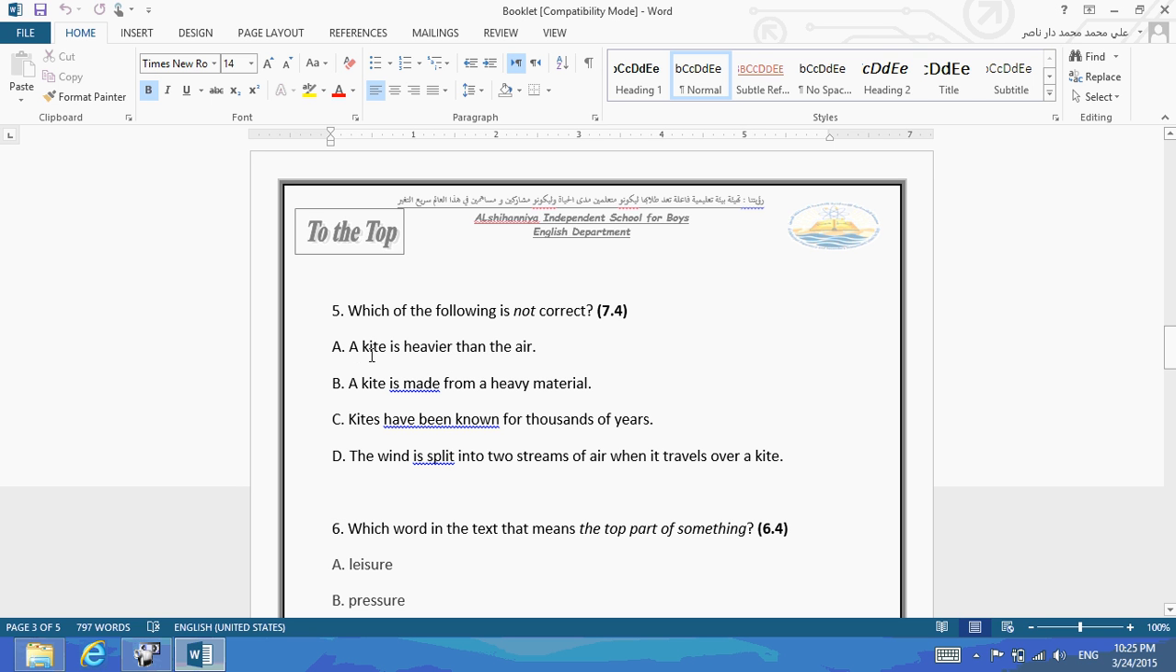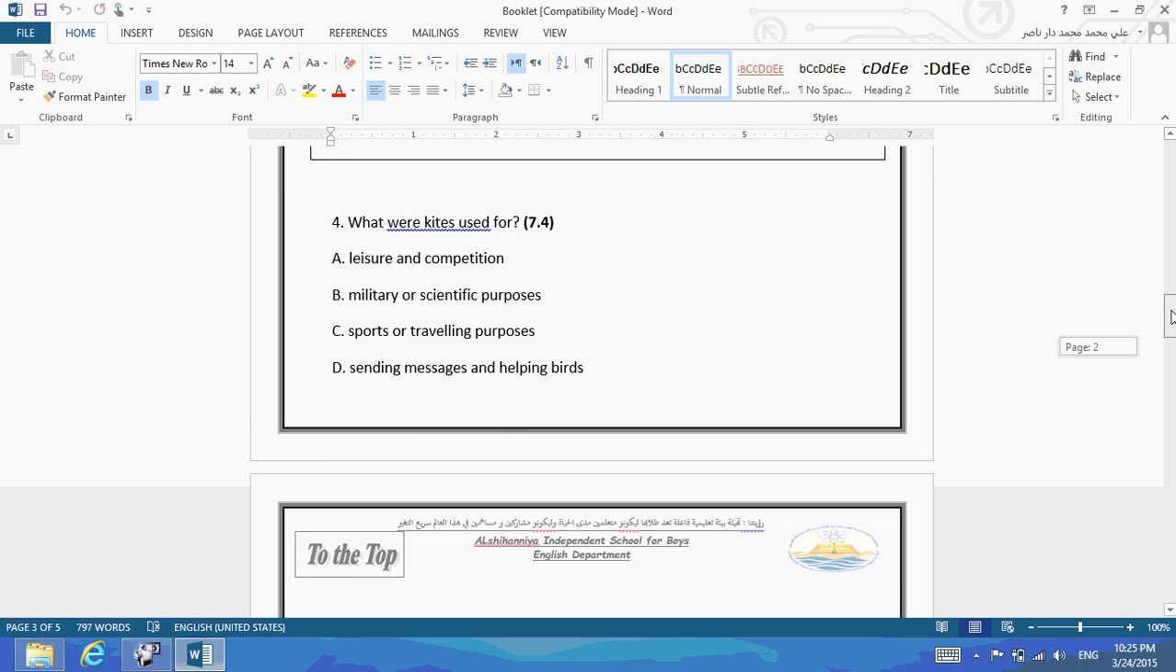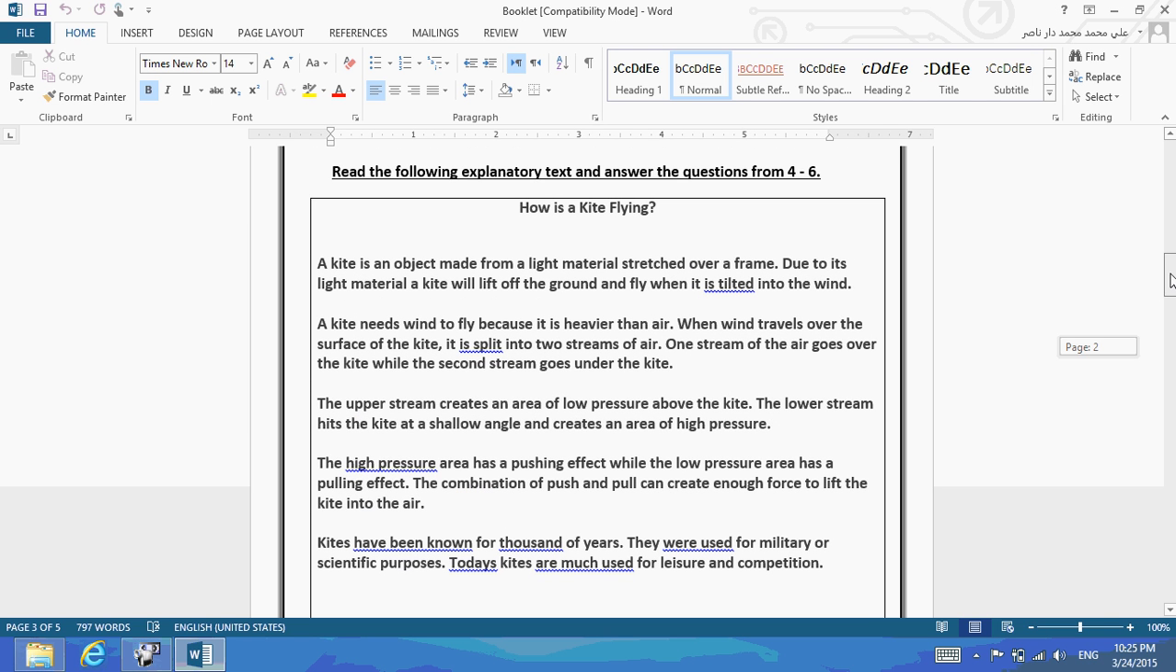For example, A: a kite is heavier than the air. Get back to the text. A kite needs wind to fly because it is heavier than air. So it's a true sentence, or a correct statement, so it is not the answer.